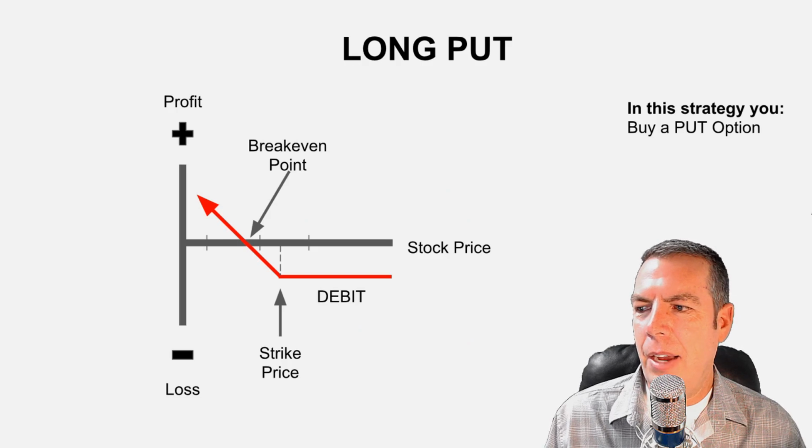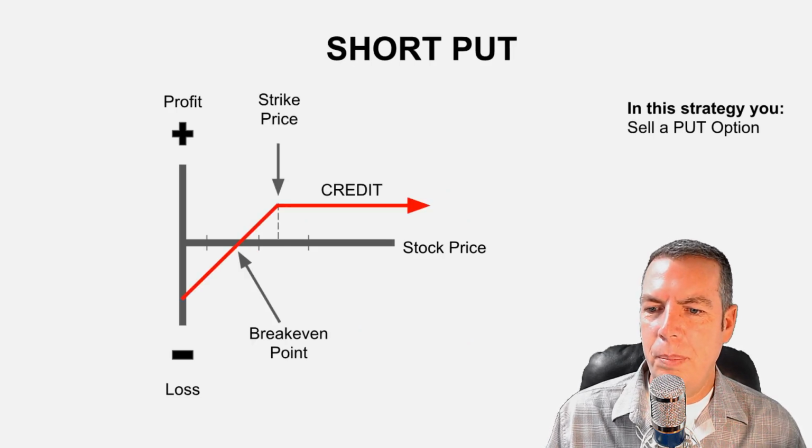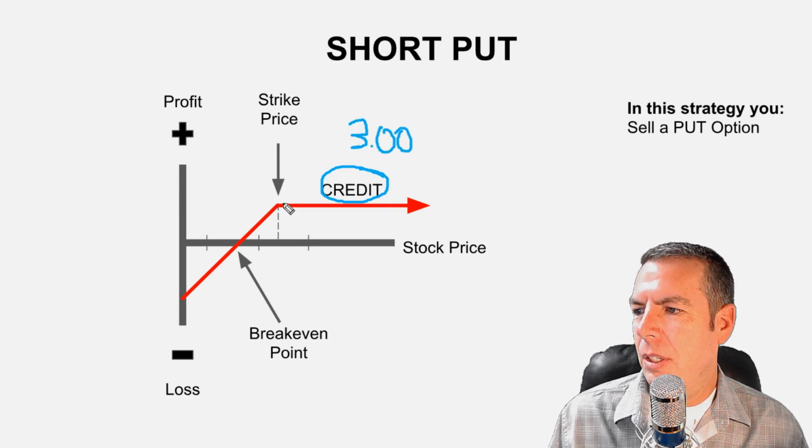All right, let's take a look now at a short put. Again, on a short position, we are receiving a credit for this trade, and you can see that here. Let's say we received a credit of $3 on this trade, and now we want that stock to stay above our short strike. In this case, let's say our short strike was $40.